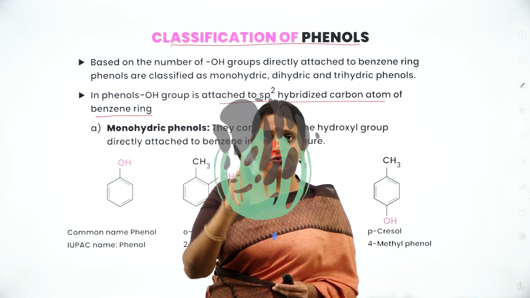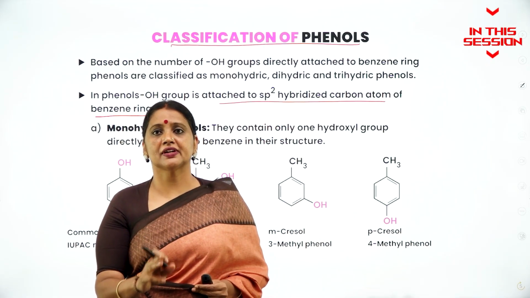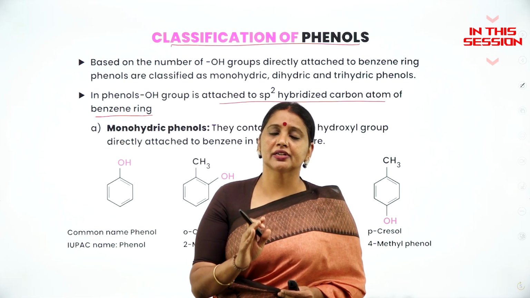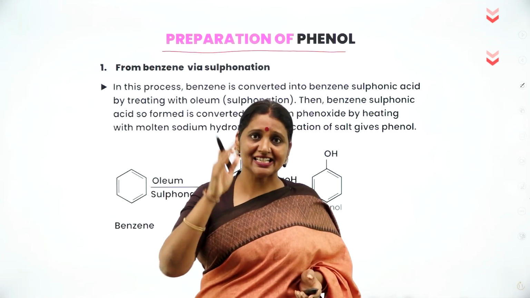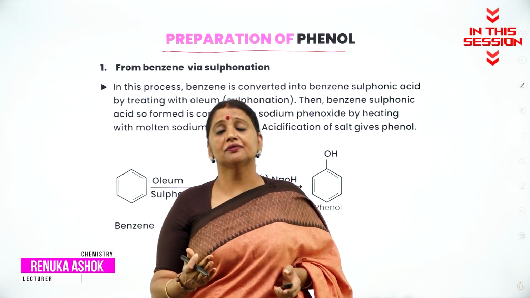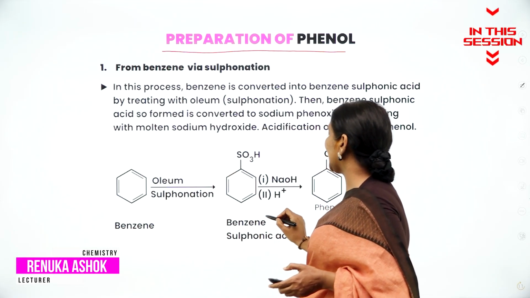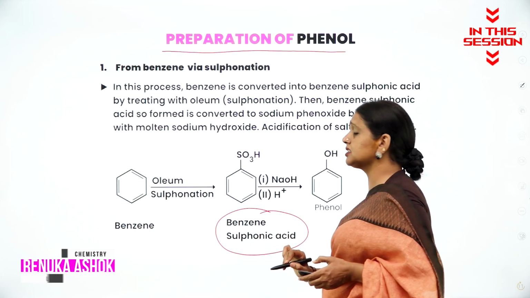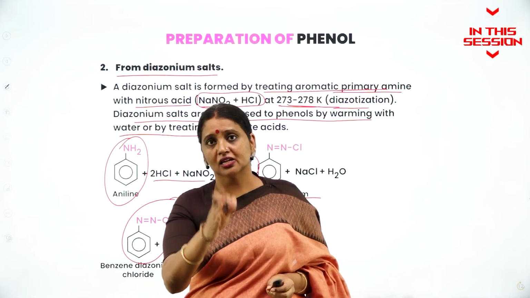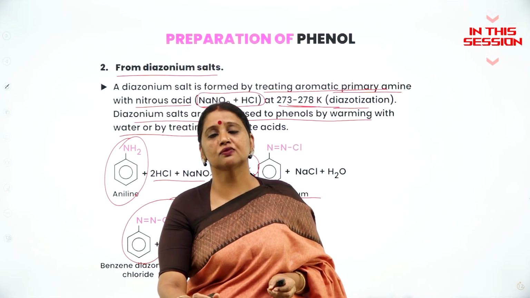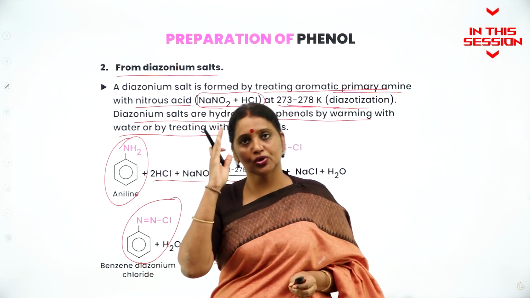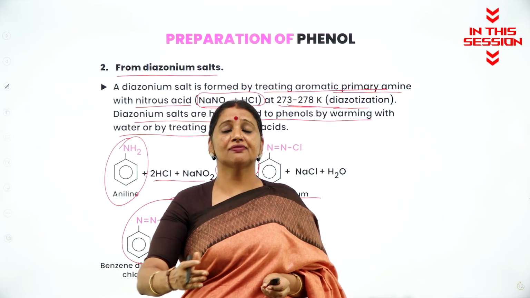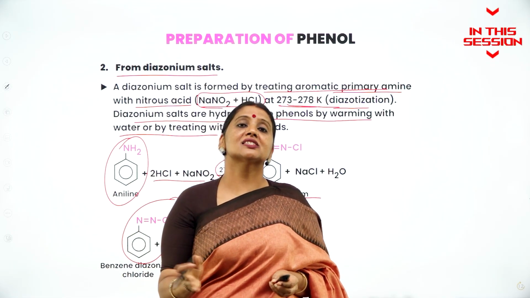Depending upon the number of OH groups, phenols are classified into three categories: monohydric phenol, dihydric phenol as well as trihydric phenol. When it is heated with oleum, it is converted into benzene sulfonic acid. Benzene on sulfonation gives rise to benzene sulfonic acid. On treatment with sodium hydroxide, it forms sodium phenate. After acidification, it gives rise to phenol. This is the first method.